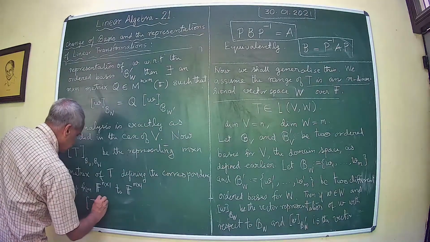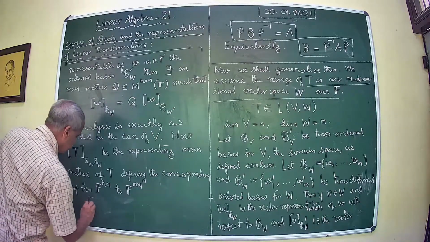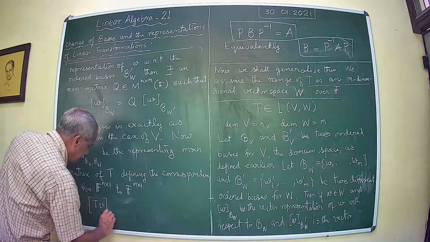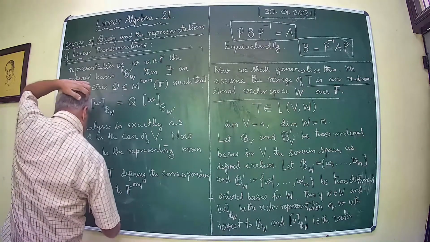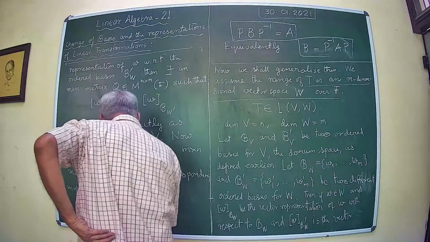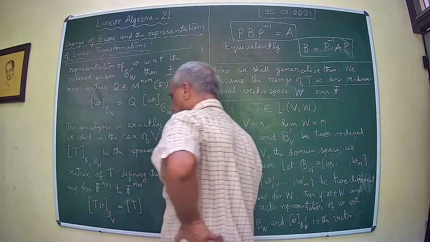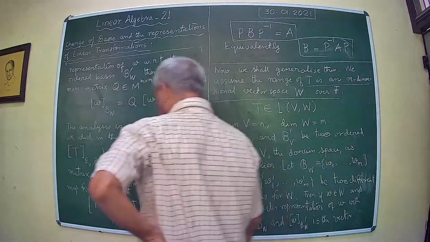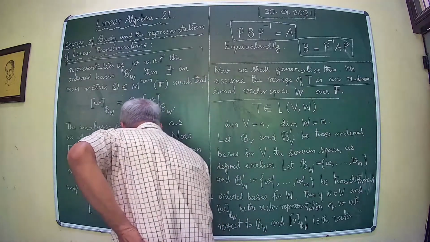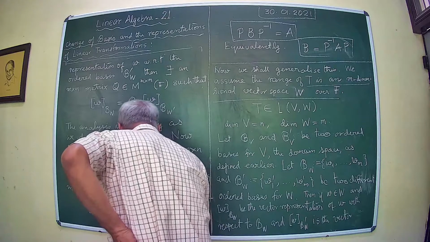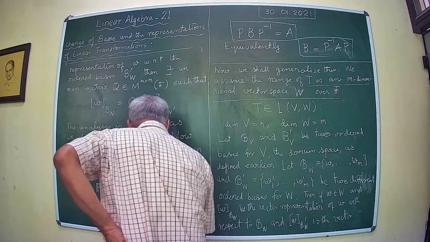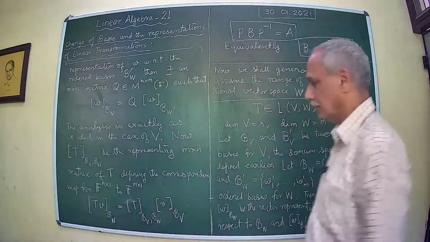T of V with respect to the ordered basis BV, TV with respect to the ordered basis in W, therefore BW, is given by the representation for T with respect to BV, BW of acting over V B. This is the connection. Okay.